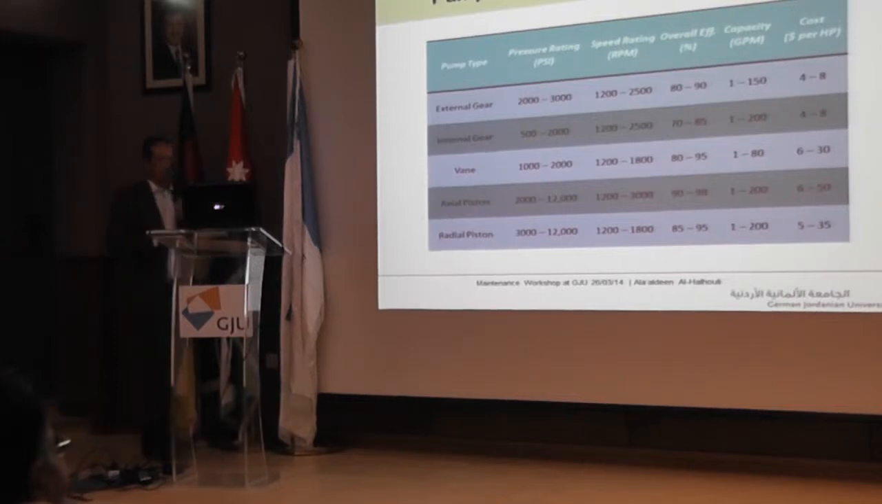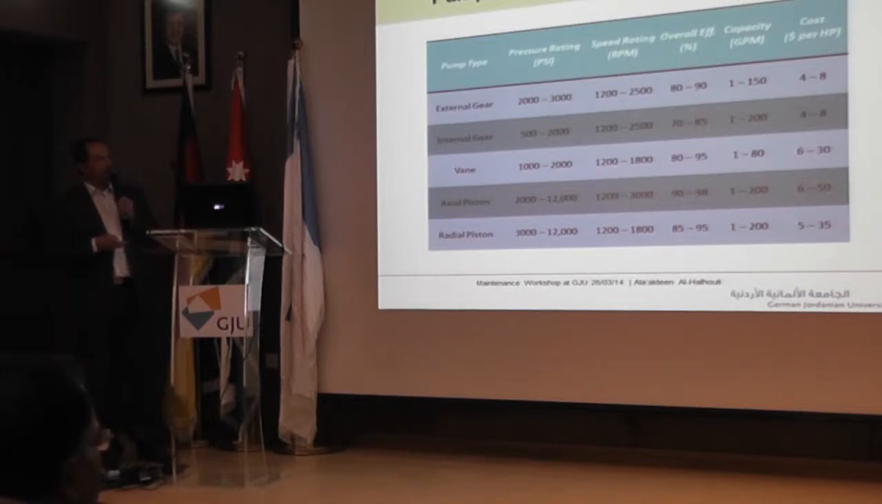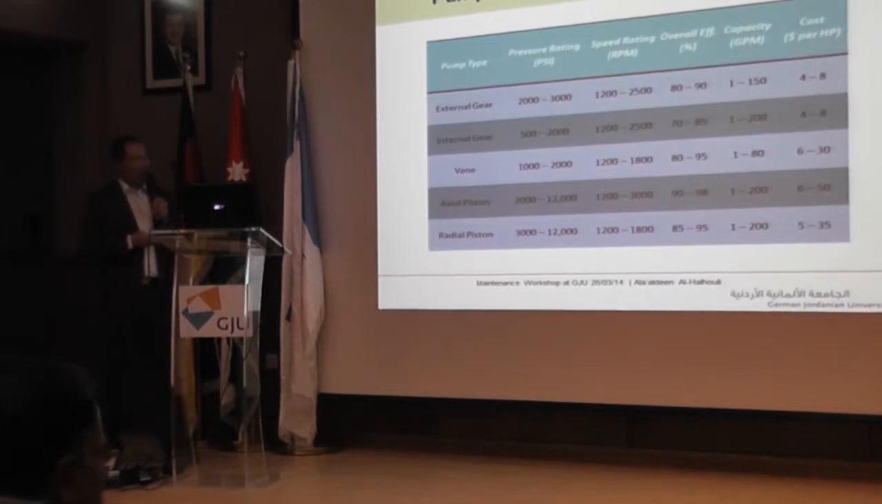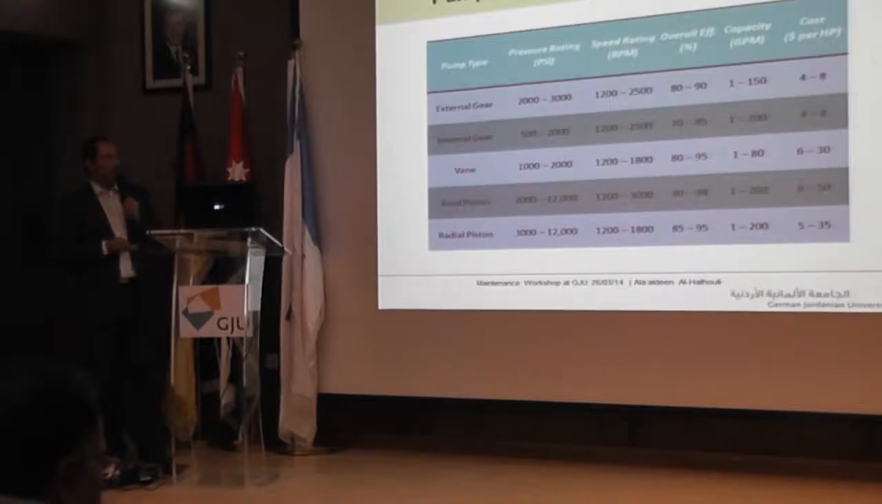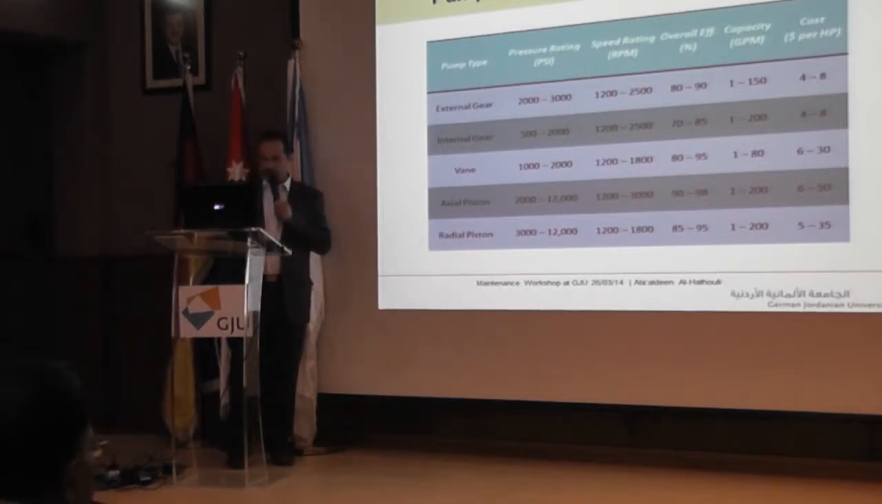Now I listed here some well-known positive displacement pumps: external gear, internal gear, vane, axial piston, and radial piston pumps. As we can see here, the axial piston pump has the largest overall efficiency. It has a high pressure range, with rotation speeds from 1,200 up to 3,000 revolutions per minute, and pressures up to 12,000 PSI.